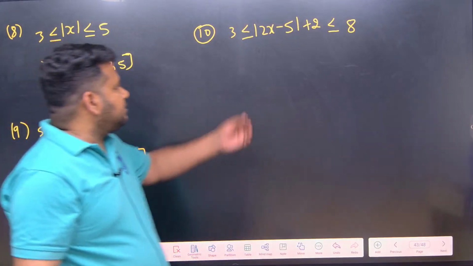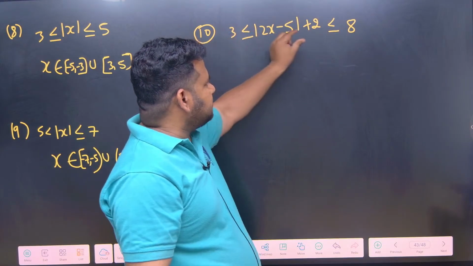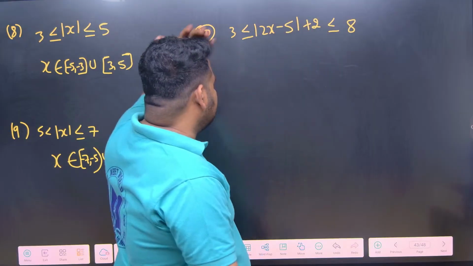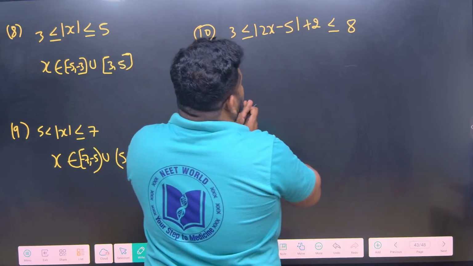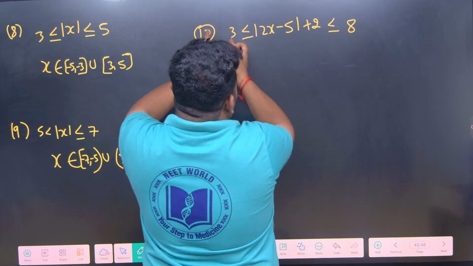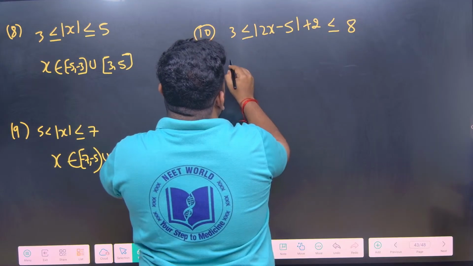Now see here, mod of 2x minus 5 plus 2 is greater than or equal to 3 and less than or equal to 8. Now what will we do? First we will send 2 to either side, so we will subtract 2. Minus 2 here, so this will become 3 minus 2, which is what?